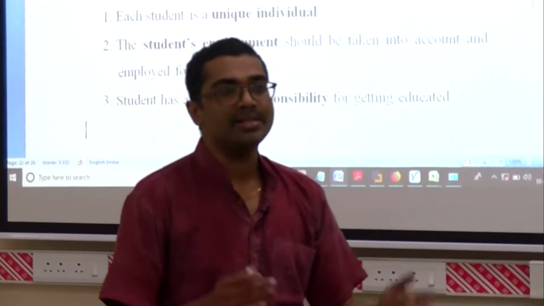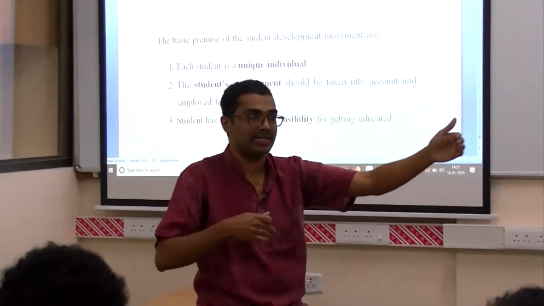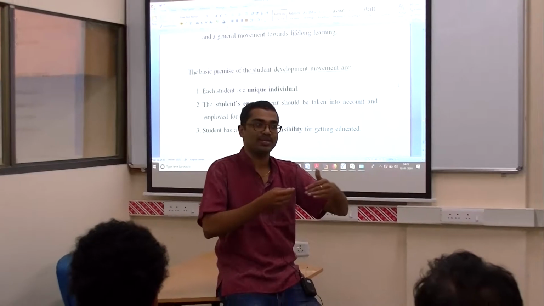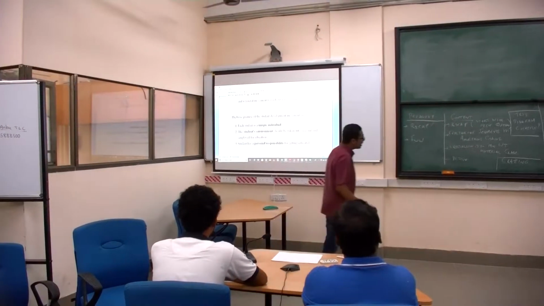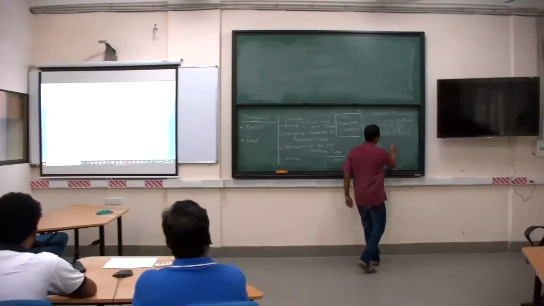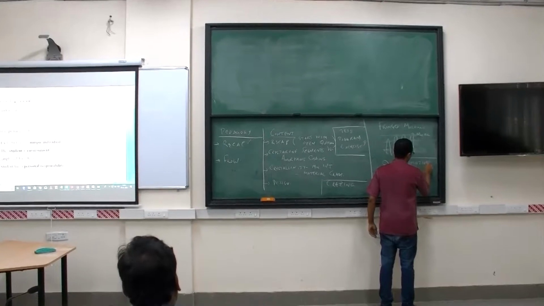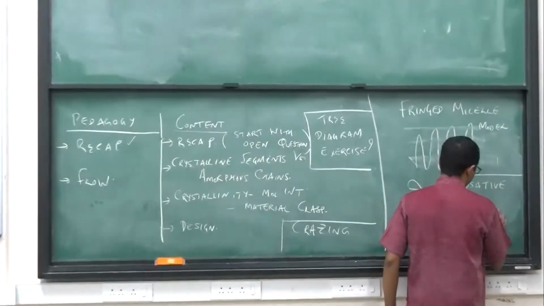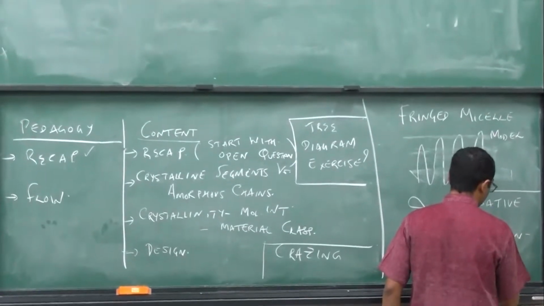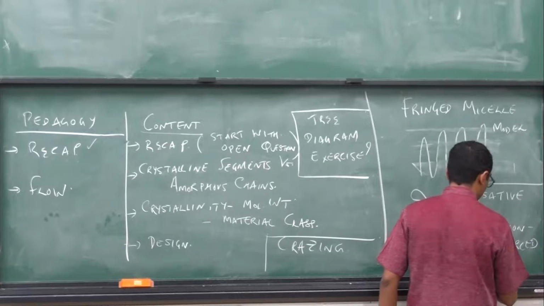And in many cases it actually becomes consistent with the norm referenced one also, especially if it's a very large class. But if it's a small class, you need to balance it out with what is called the ipsative mechanism, the ipsative evaluation, and the criterion referenced evaluation.